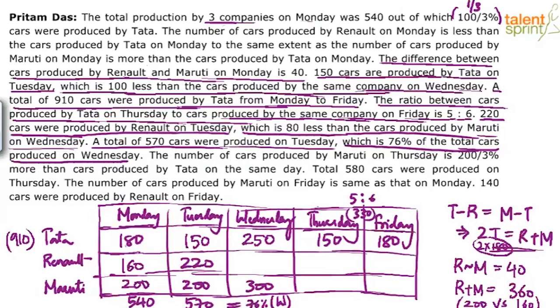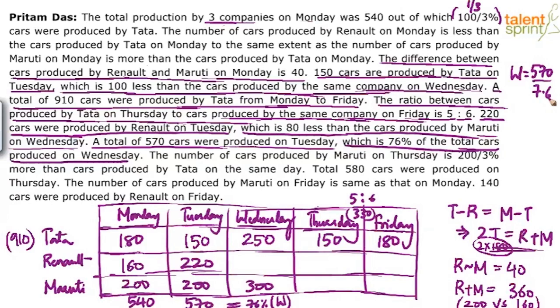570 by 76 into 100. Simplify that. You're able to follow? So Wednesday will come out to be 570 by 7.6, because 76 into 100 is 7.6. 570 by 7.6. What will that be?